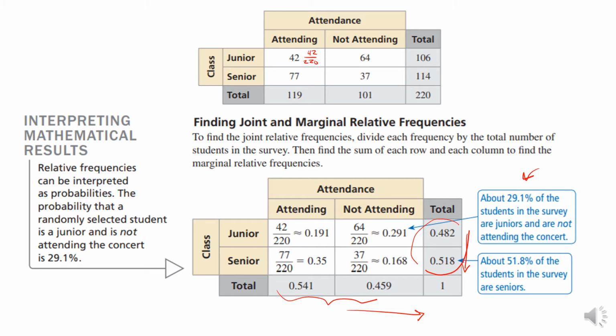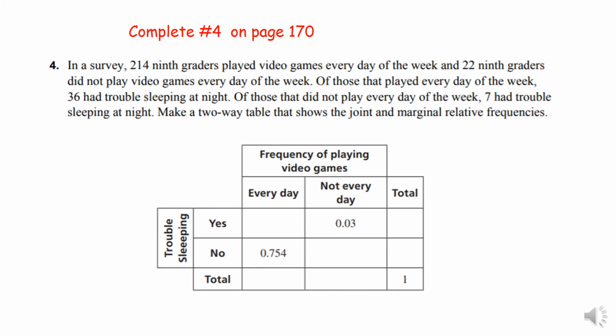Okay, in a survey, 214 ninth graders played video games every day of the week, and 22 ninth graders did not play video games every day of the week. Of those that played every day of the week, 36 had trouble sleeping at night. Of those that did not play every day of the week, 7 had trouble sleeping at night. Make a two-way table that shows the joint and relative and marginal relative frequencies.